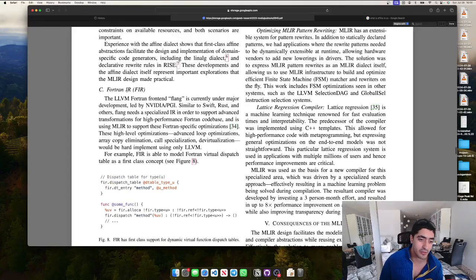Alright, so Fortran IR. The LLVM Fortran front-end Flang is currently under major development led by NVIDIA and PGI. Similarly to Swift, Rust, and others, Flang needs a specialized IR in order to support advanced transformations for high-performance Fortran codebases, and is using MLIR to support these Fortran-specific optimizations. These high-level optimizations, advanced loop optimizations, array copy elimination, call specializations, devirtualization would be hard to implement using only LLVM.